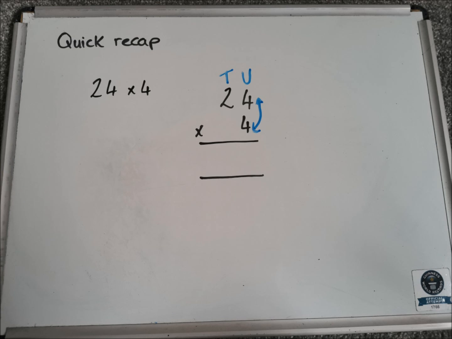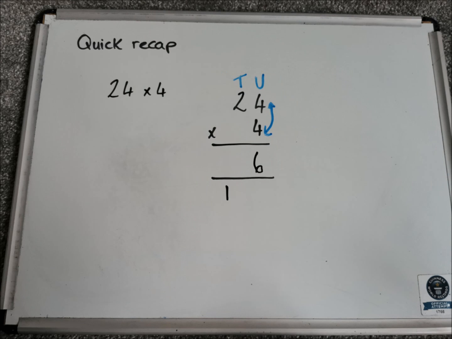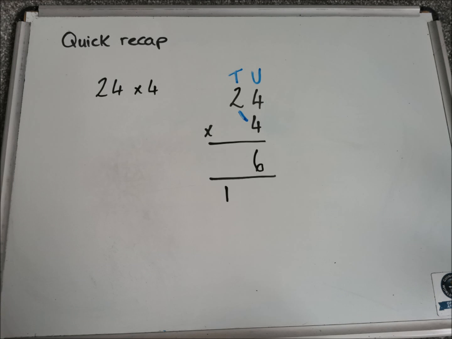First things first, we look at the units. So we've got 4 and 4 in the units, so we'll do 4 multiplied by 4, which is 16. So the 6 goes in the units and we carry the 1. You can carry the 1 wherever it suits you. I like to put it underneath at the bottom, some people like to put it at the top, it just depends what works best for you.